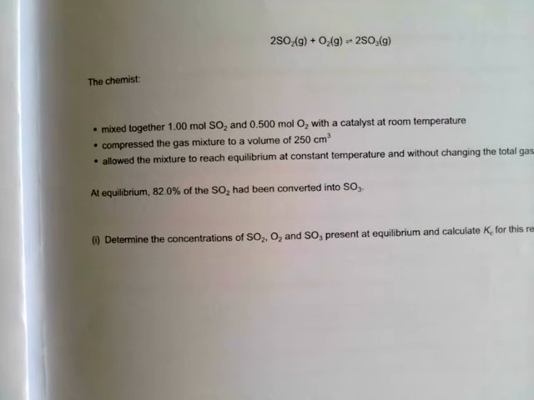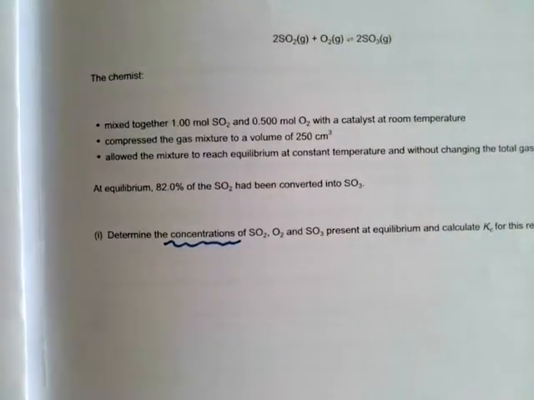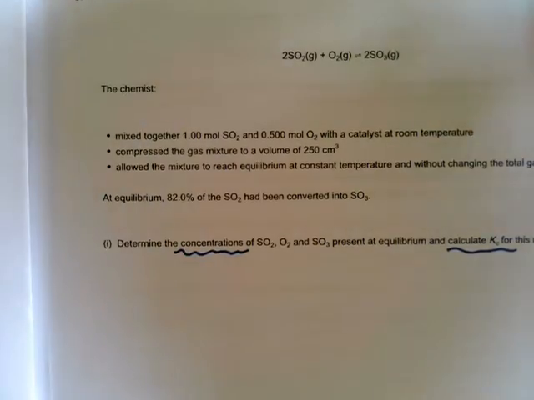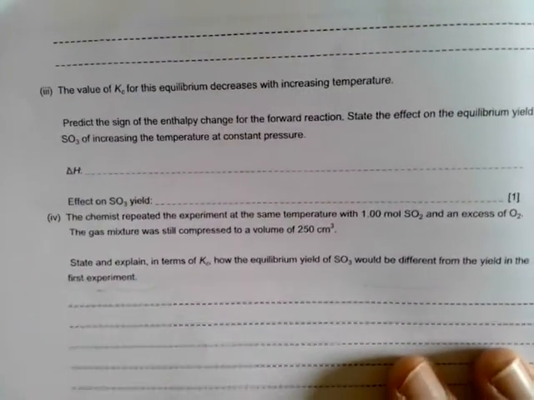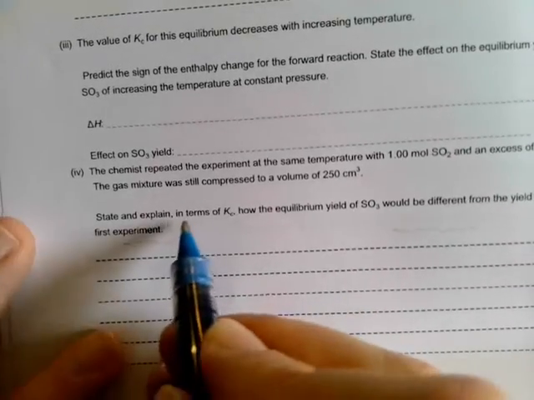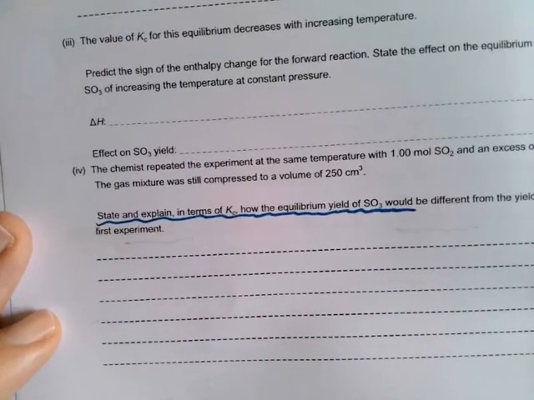Then, this one. Again, I think that's quite straightforward. Actually here they're quite helpful where they tell you to work out the concentrations and then the value of Kc, so they've been quite nice there. And then I think that's all fairly straightforward. Here, actually, it says, state and explain in terms of Kc how the equilibrium yield of SO3 will be different from the yield in the first experiment.